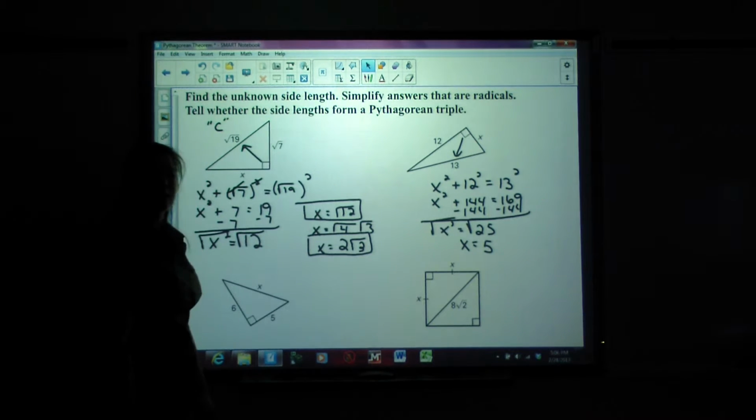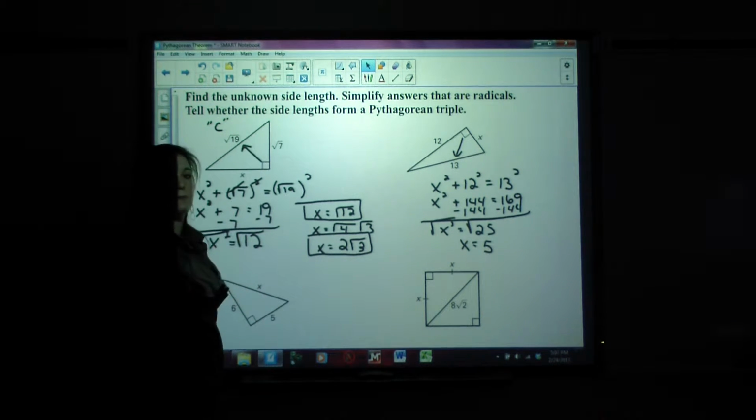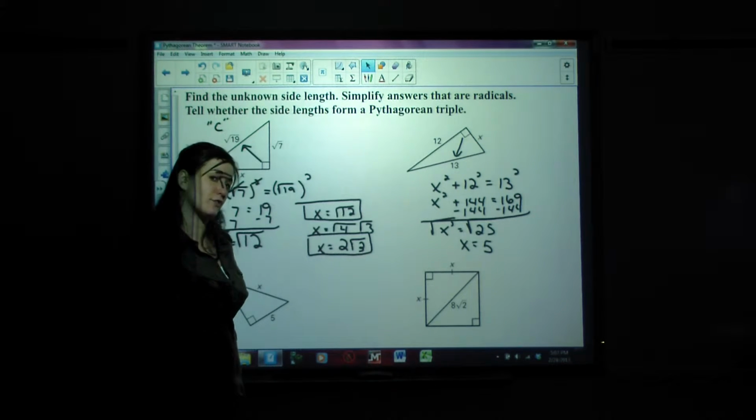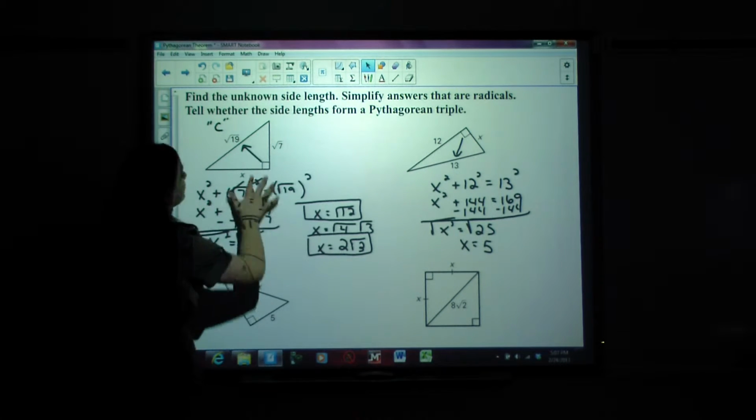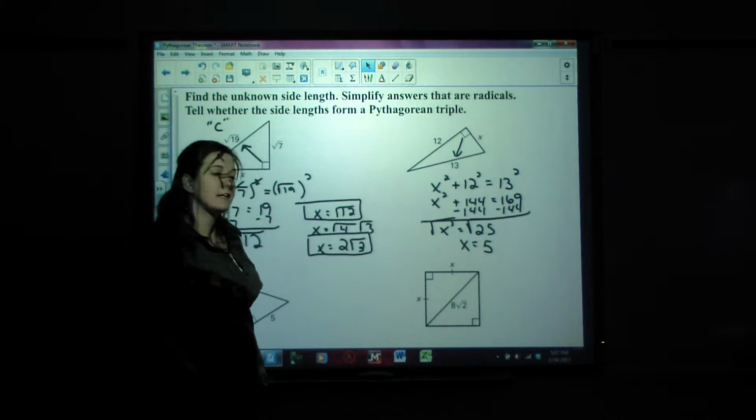So I need to backtrack a little bit. We had an added direction that wanted to know, are they Pythagorean triples? That's just an extra definition, a little bonus for you. If you notice in this one, the answer would be no because we have square roots. We don't just have nice integers.